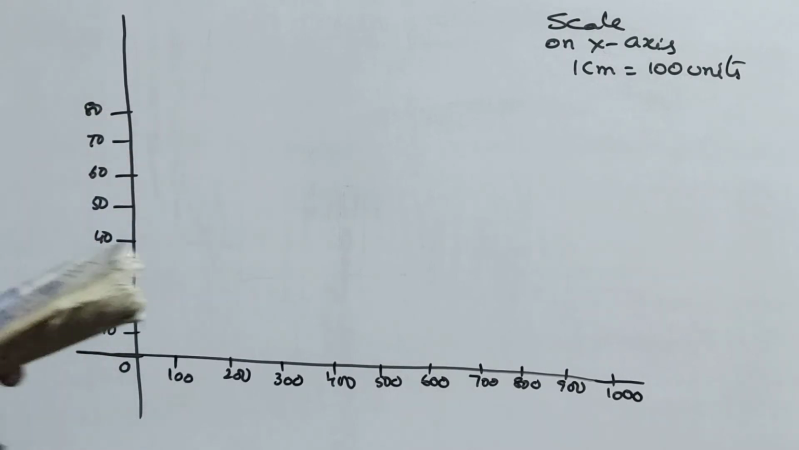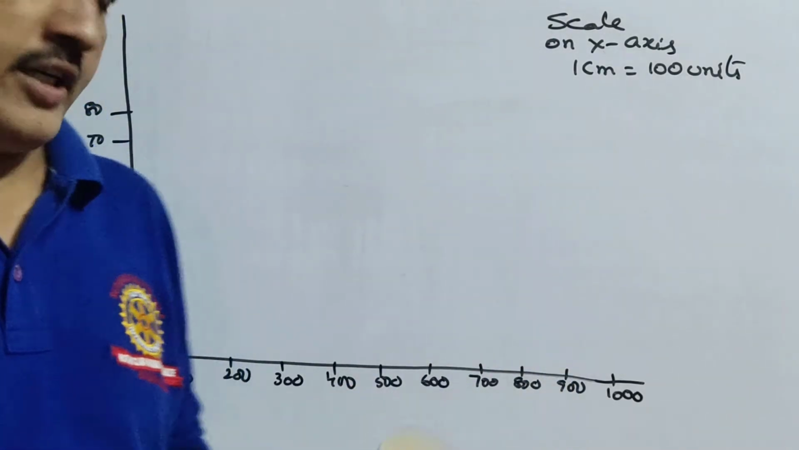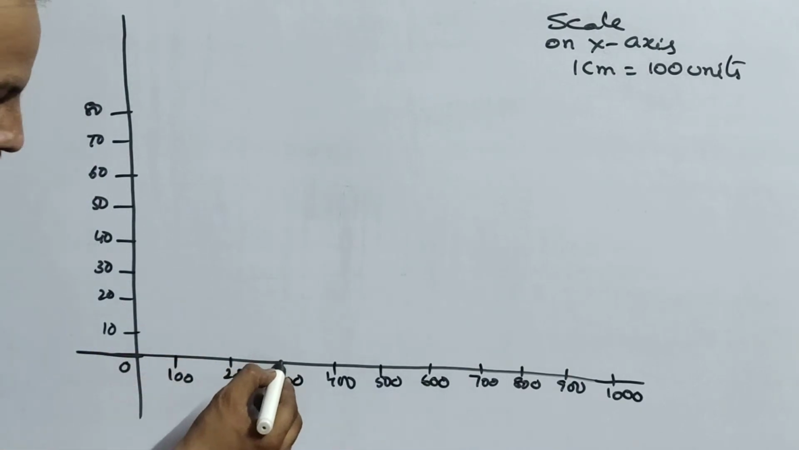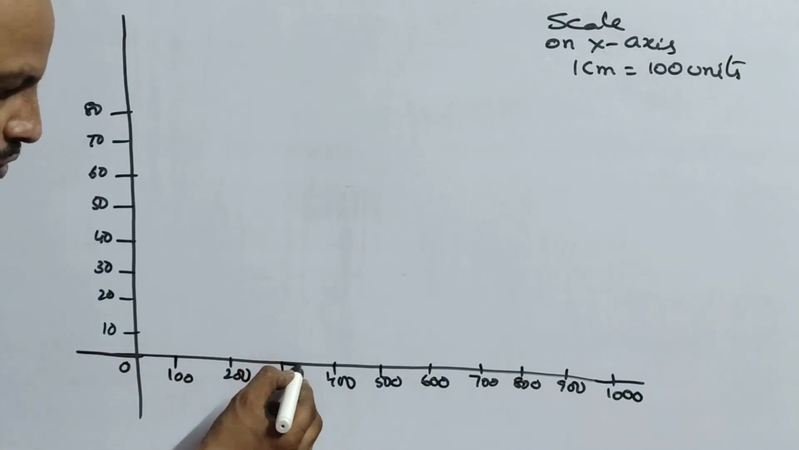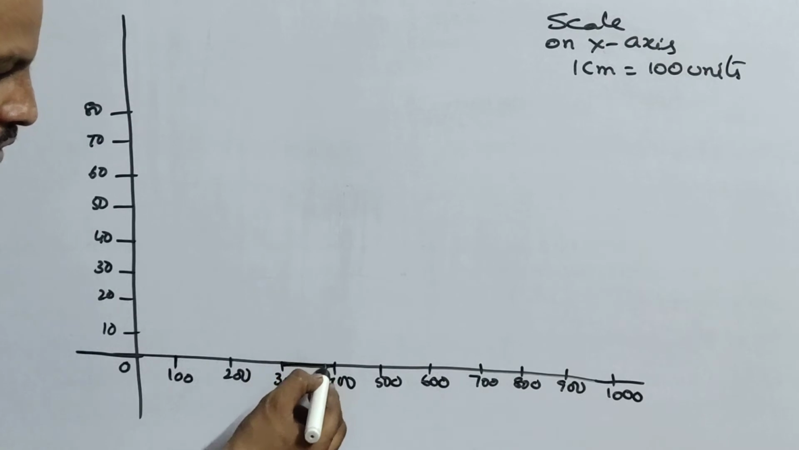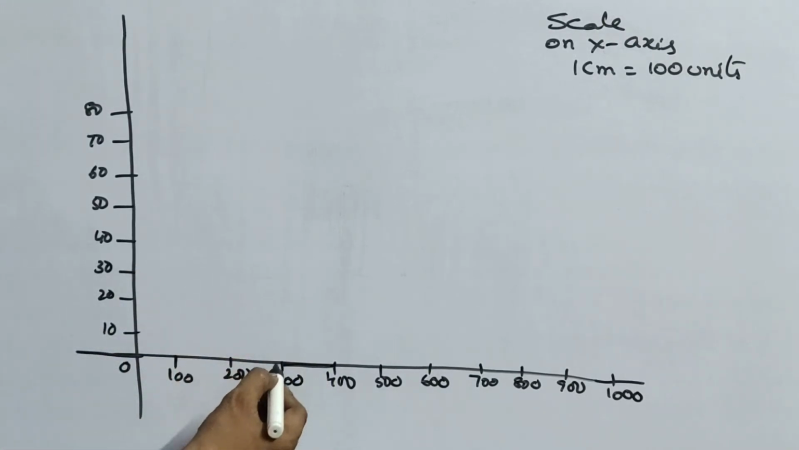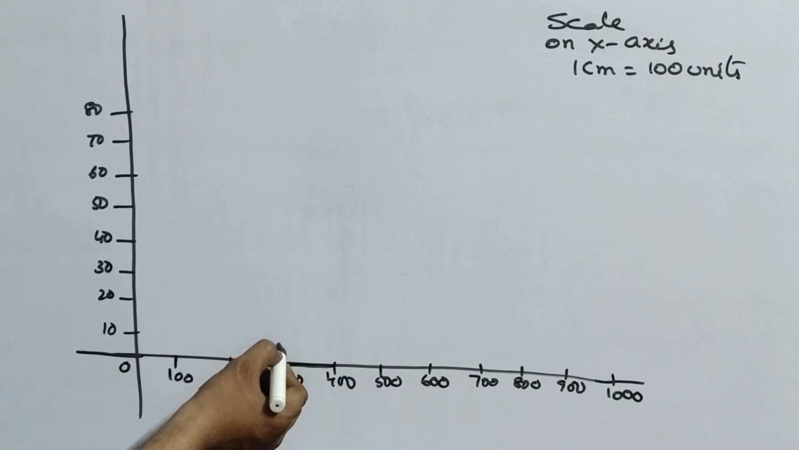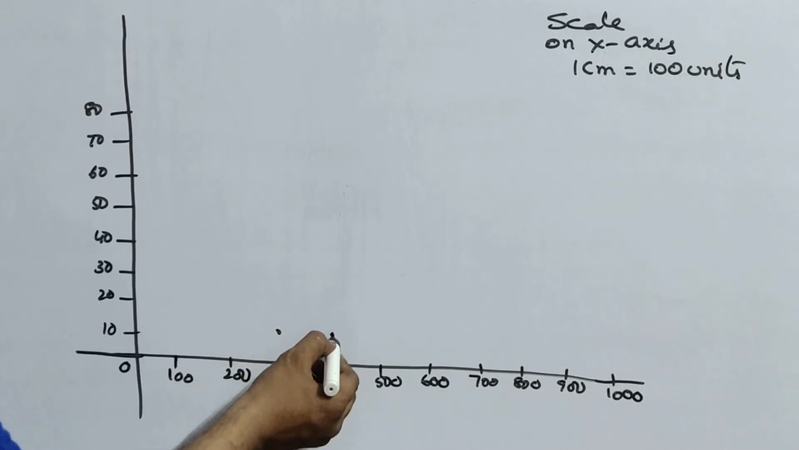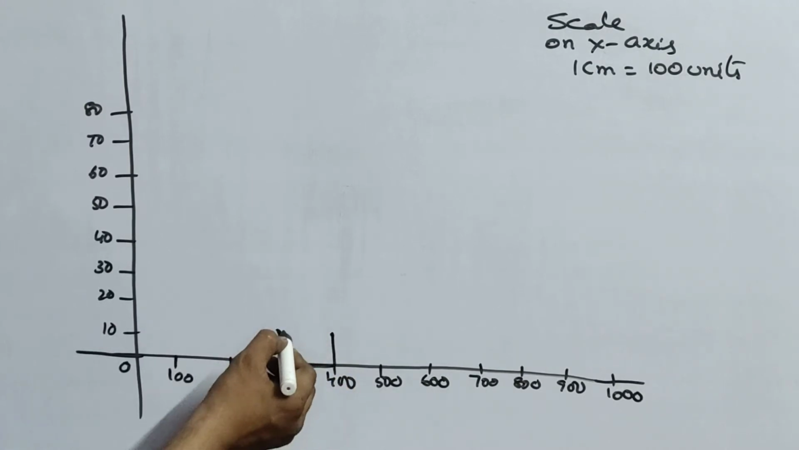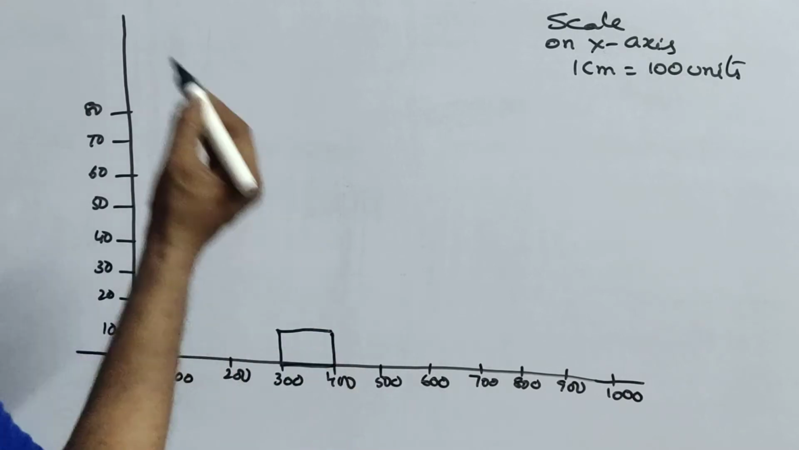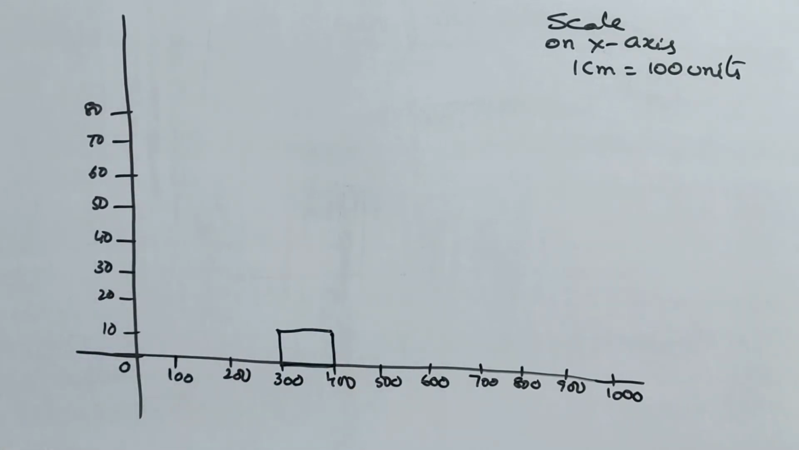Now the first class is 300 to 400. So we have to check only here. 300 to 400, how many? 14. So where will 14 be? Here, 10 and just 4 lines above the 10. So keep a dot here and a dot there, then join these two lines and these two lines very carefully. I showed it in the graph, so go through that once.